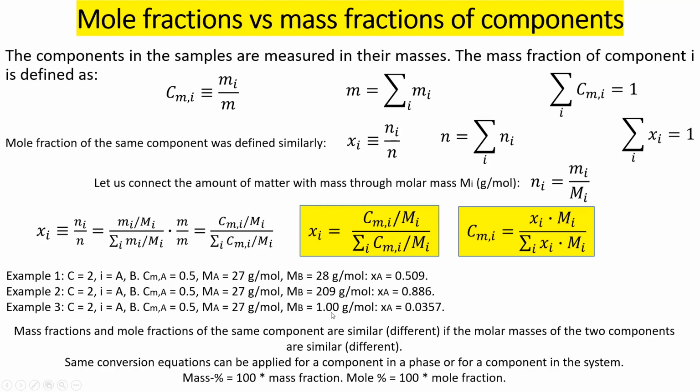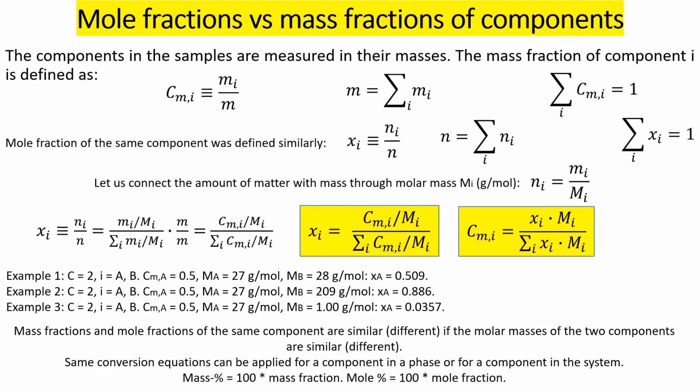Another extreme, I can select 1 gram per mole for Mb, which is characteristic for hydrogen, and if I substitute, I get Xa equals 0.0357, which is again very much different from 0.5. Please note that the whole possible interval for the Xa values under a fixed Cma value of 0.5 is anything between 0.0357 and 0.886, and the difference between them is something like 20 to 30 times.